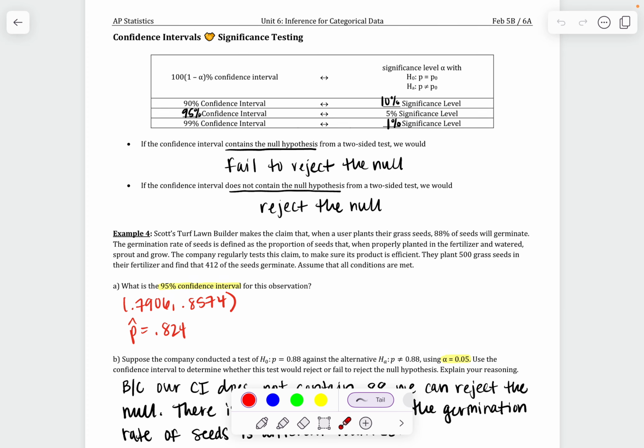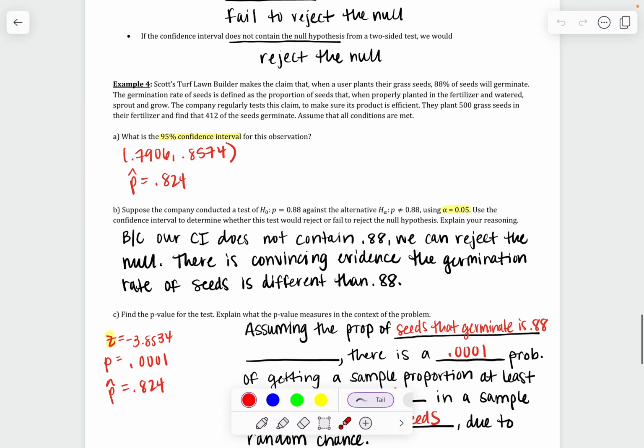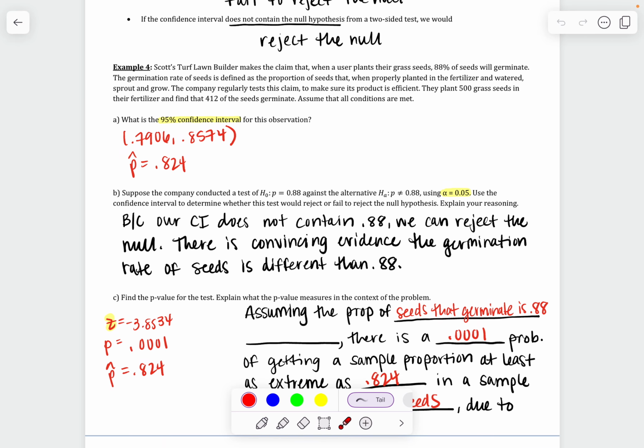Just to show that in action, for example 4, Scott's Turf Lawn Builder makes the claim that when a user plants their grass seeds, 88% of seeds will germinate. They go on to plant 500 grass seeds, their fertilizer, and find that 412 of the seeds germinate. Assume all conditions are met. What is the 95% confidence interval for this observation?